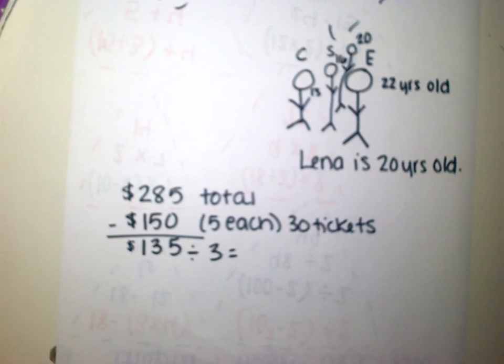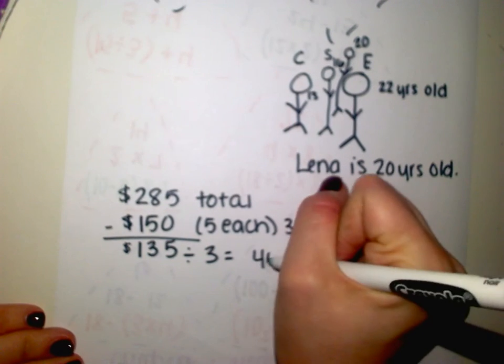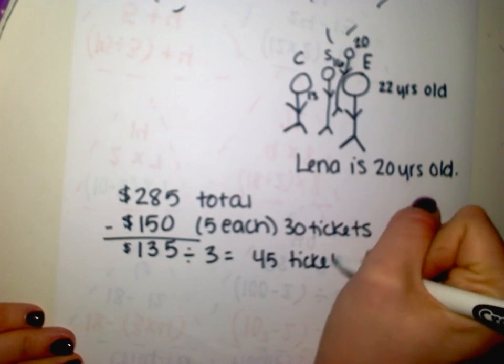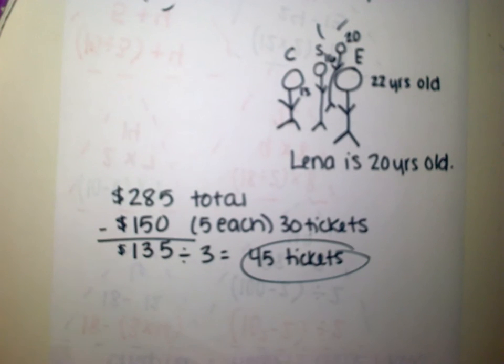Type it in on your calculator. 135 divided by 3. And how many tickets do we get? Gab? 45 tickets. Exactly. So, how many $3 tickets were sold? 45 tickets. Awesome. Any questions? Anything you want to go over again?